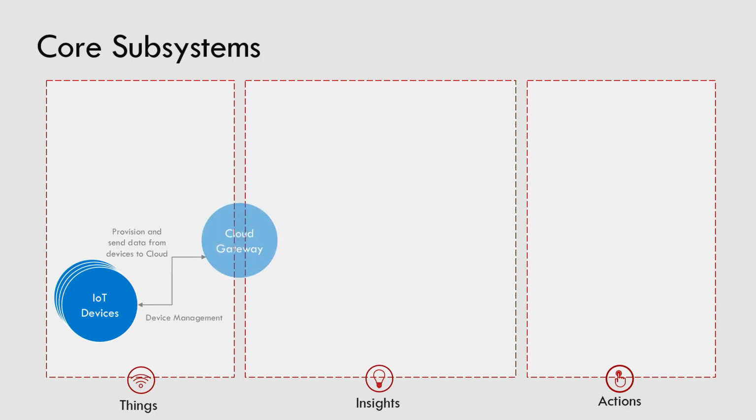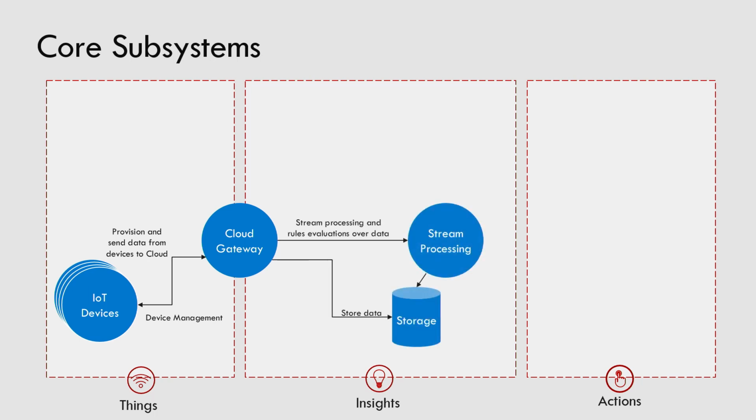Starting with things, you have devices, hundreds of them or millions of them. Once you have a device, you want to transmit the data from these devices to the cloud. You need some kind of a cloud gateway, and you need to have device management as well. Once you transmit the data from your devices to a cloud gateway, you need to consume the data from this cloud gateway and do the rules processing. Do some kind of analysis so you can gain the insight and store them in your storage.